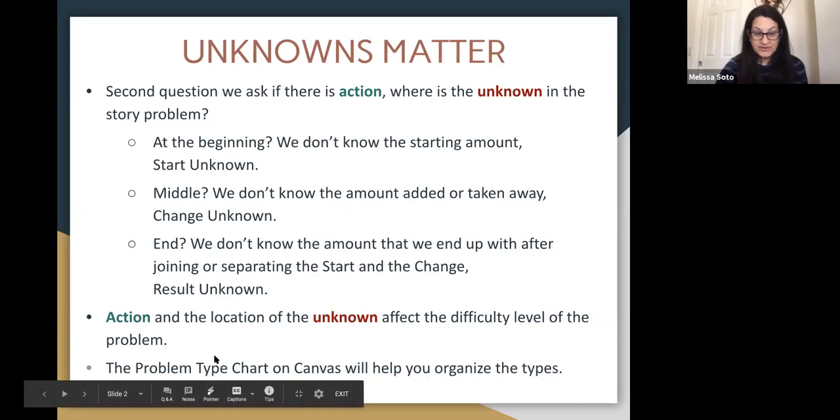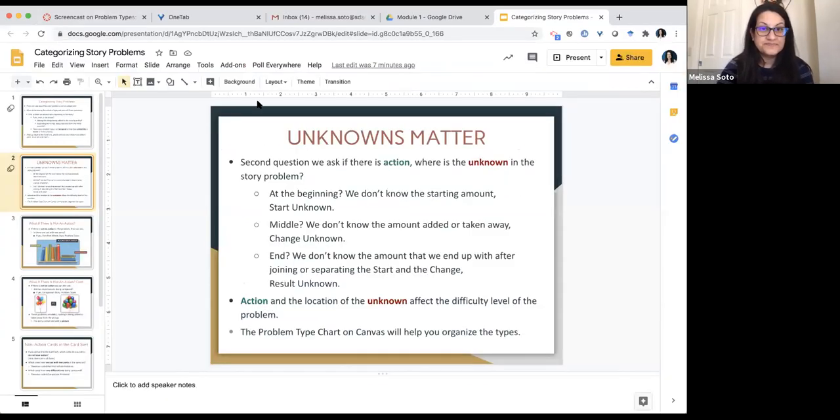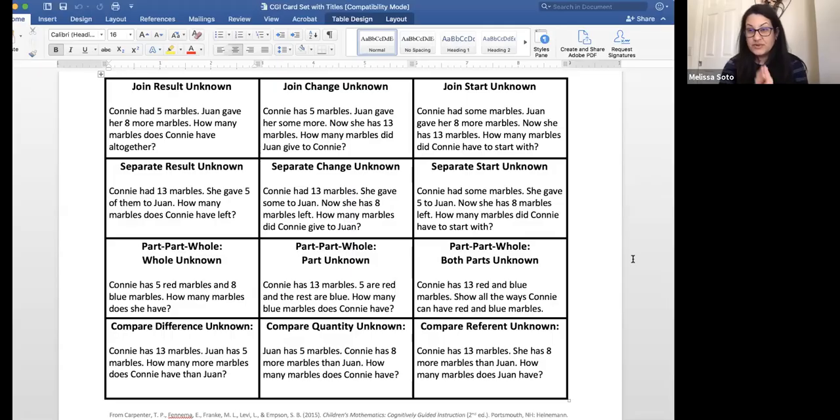And I'm going to post this problem chart on Canvas that's going to help you think about some of these ideas. And I'll share it right now with us. And let me see if I can stop sharing, and I'm going to share another document with you. So this is our story problem chart, and these are all 12 of them organized. But I'm just going to focus on the top 2 rows of the problem chart right now.